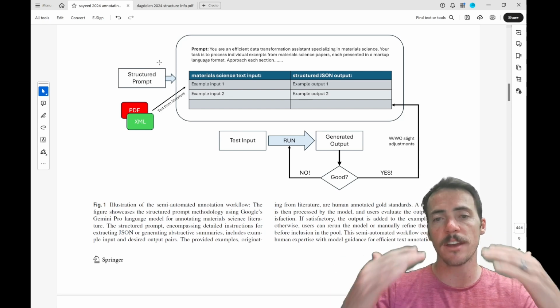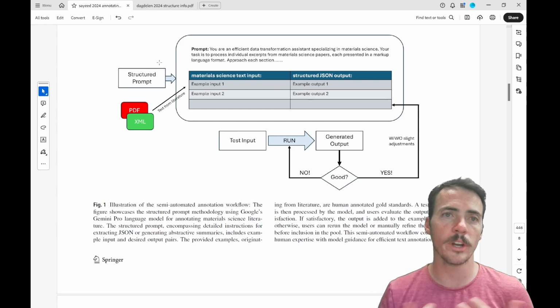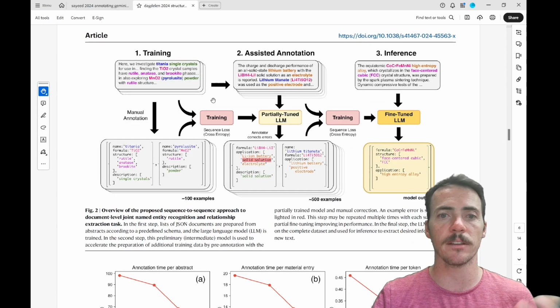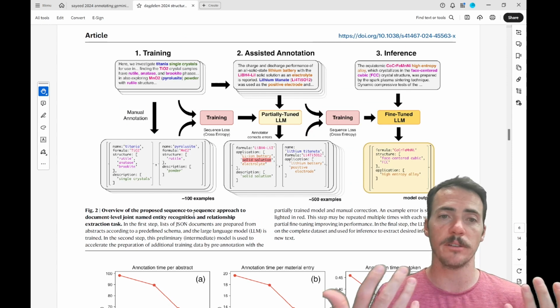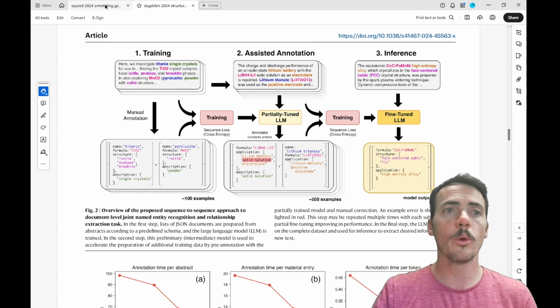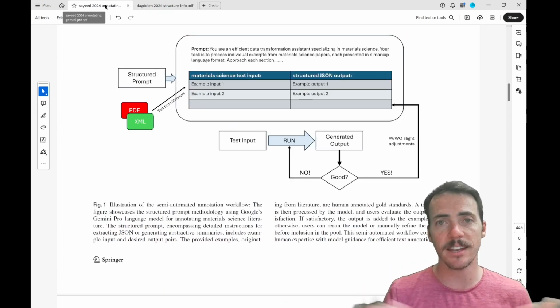And you can give it several examples, but you don't have to do 100. If we compare that to the Dagdelen paper, they did quite a few of these examples, like 100, before they even got a partially fine-tuned model. We were able to do this with less than 10 examples.